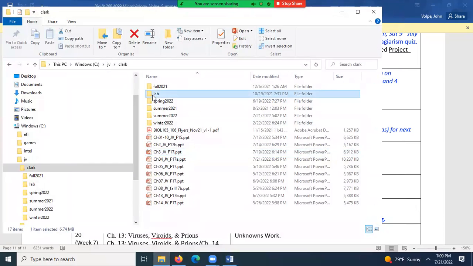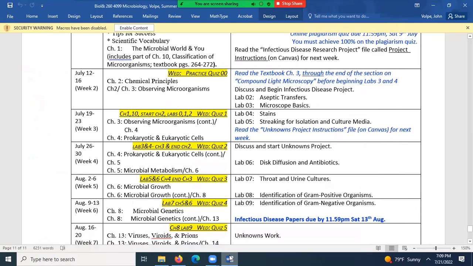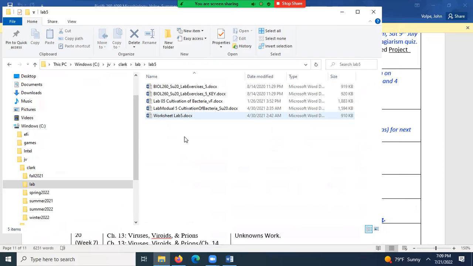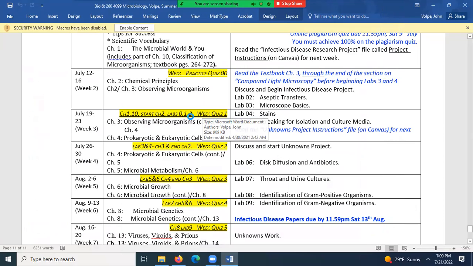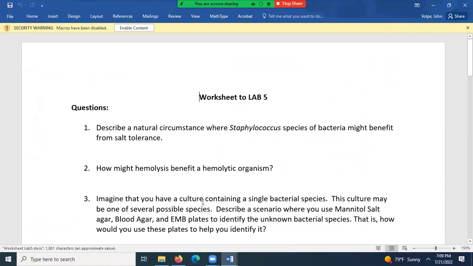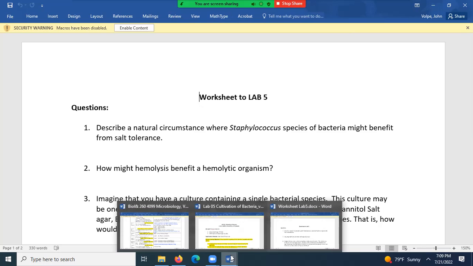All right, let's go into the lab. Doing lab 5. Should have had these up to begin with. Remember, always put your answers on the worksheet and submit your answers in the worksheet. Do not submit the lab module. If you do submit the lab module, you'll get a deduction, because I don't want the lab module.